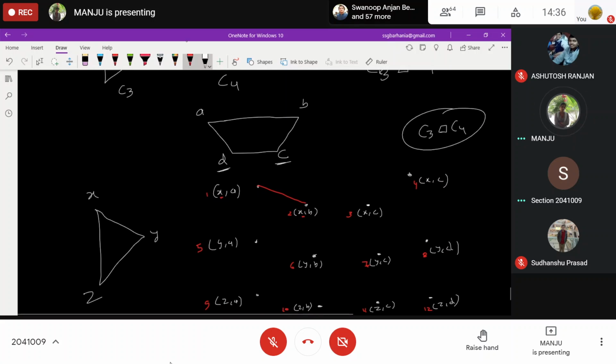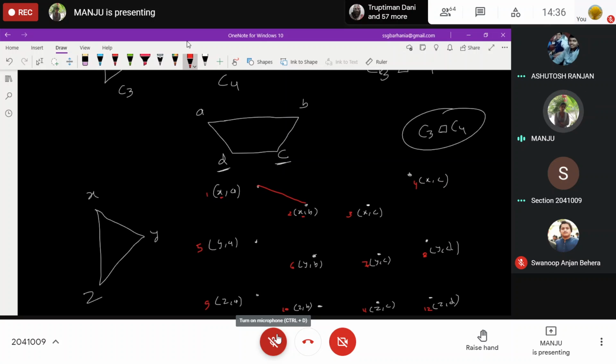Now tell me, is 1 adjacent to 3 or not? No, sir. Is 1 adjacent to 4? Yes, sir. Second is the first coordinate is the same, and this is the D. Keep in mind, this is the D. AC, AD is present in C4. That's why draw this edge.